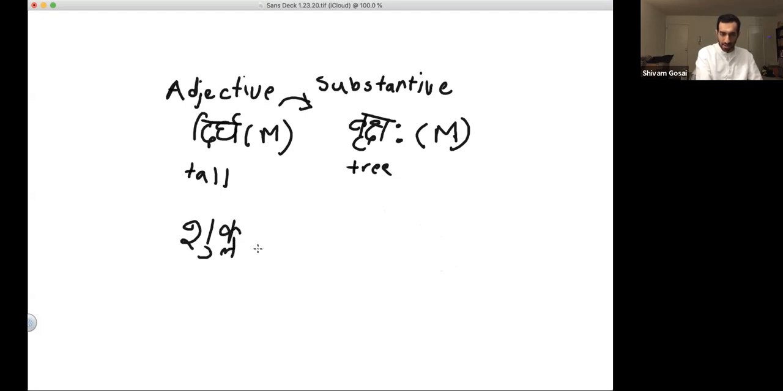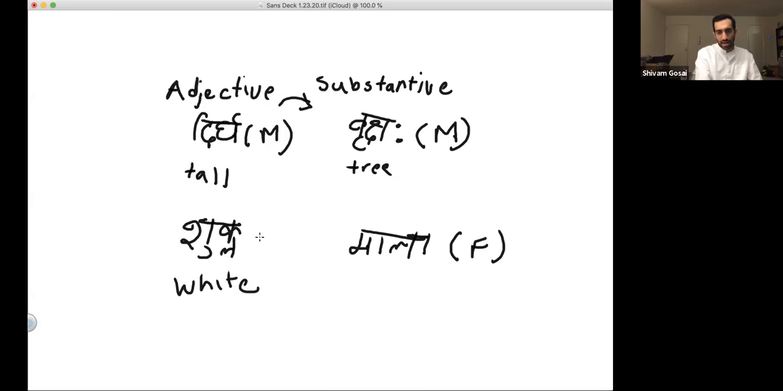Shukla Mala. Mala means garland, right? Flower garland, let's say. Necklace. Now, mala, garland, happens to be feminine. Now, what type of mala? Shukla, white. And so, because this is qualifying this, it is an adjective for this, it becomes feminine.